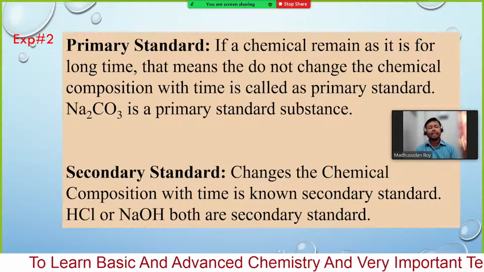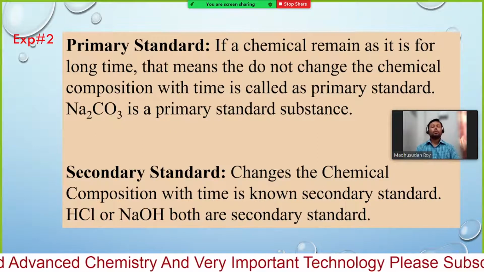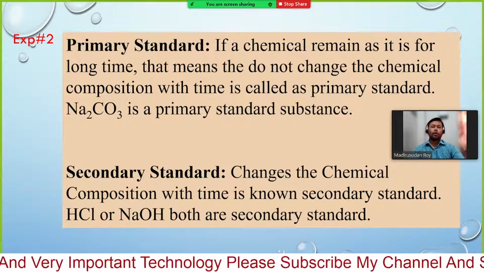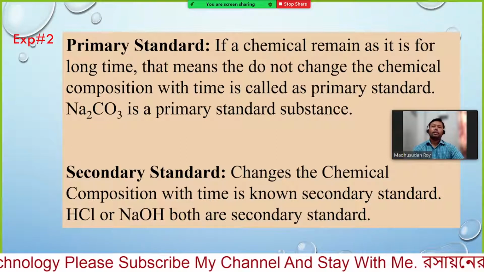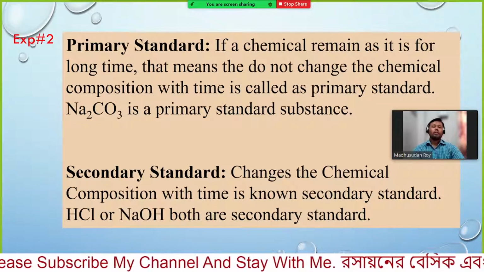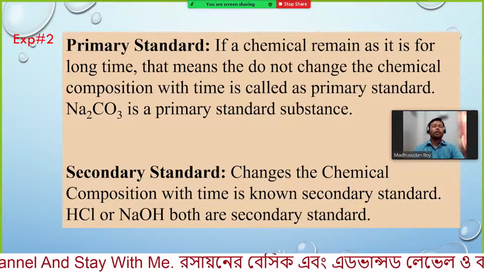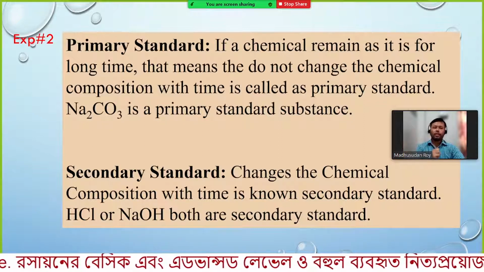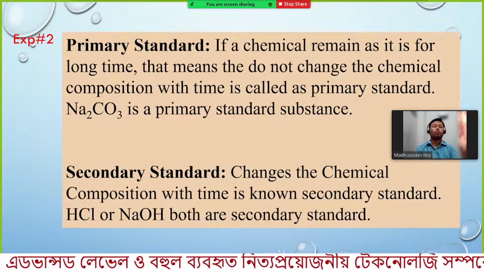Then what is a secondary standard substance? It changes its chemical composition with time. That means if you have any solution or compound in the solid or liquid state, with time it absorbs some moisture or some of the solvent evaporates. If it absorbs moisture, what will happen? The chemical composition will include some more water.